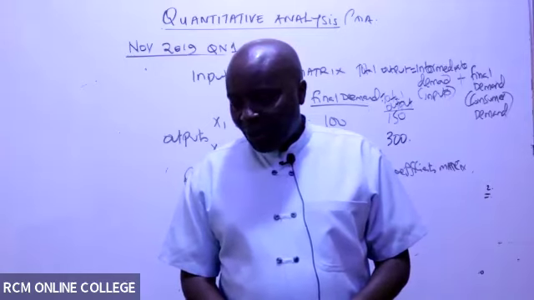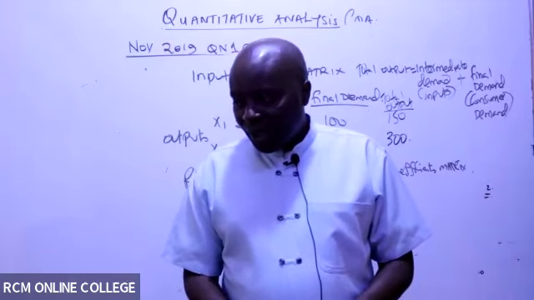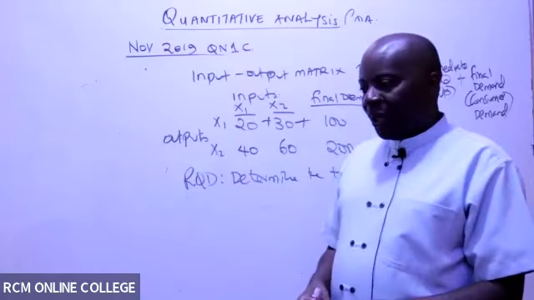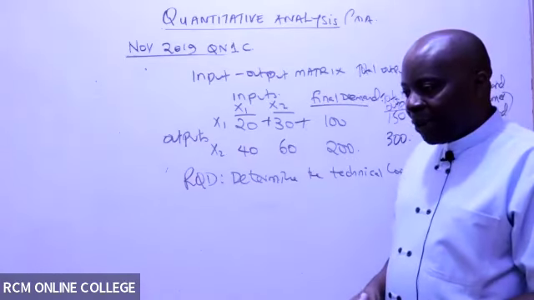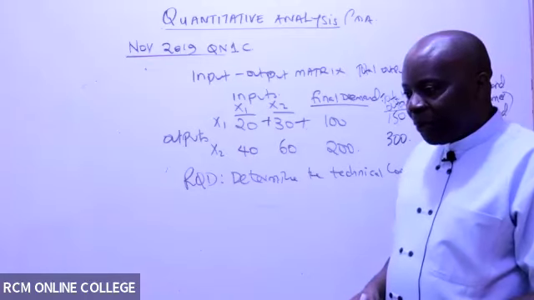Because remember, A is all about ratios. So find the input ratio: divide input by the total output of each.